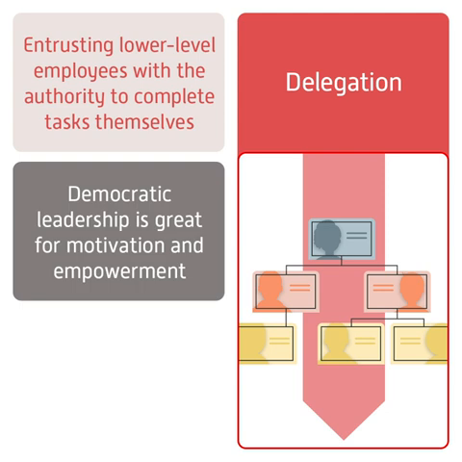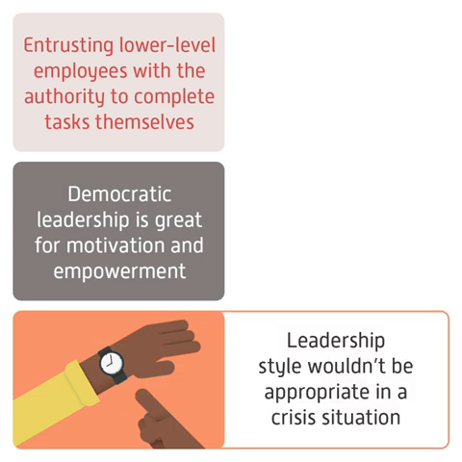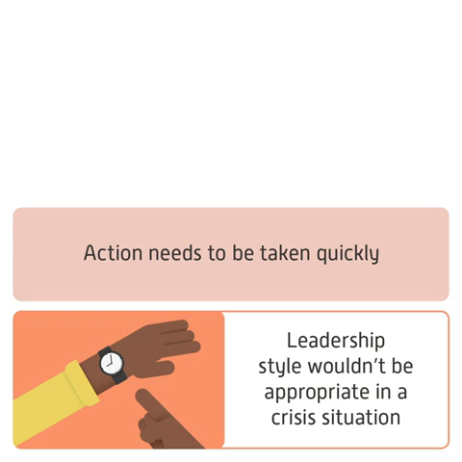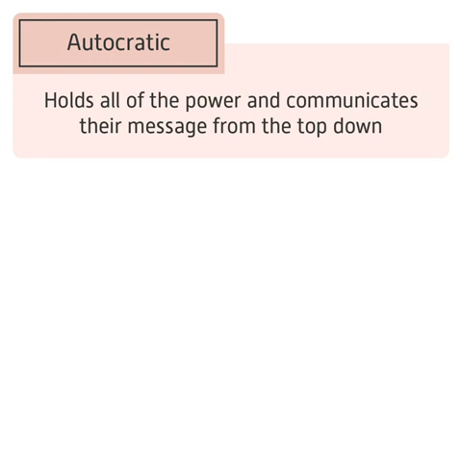Democratic leadership is great for motivation and empowerment, but making decisions takes time, so this leadership style wouldn't be appropriate in a crisis situation, where action needs to be taken quickly, or in larger organizations with hundreds or thousands of employees. An autocratic leader holds all of the power and communicates their message from the top down.